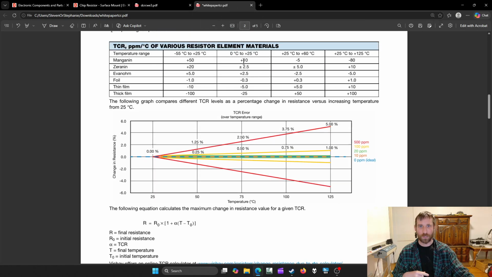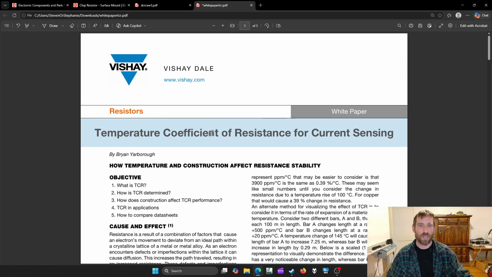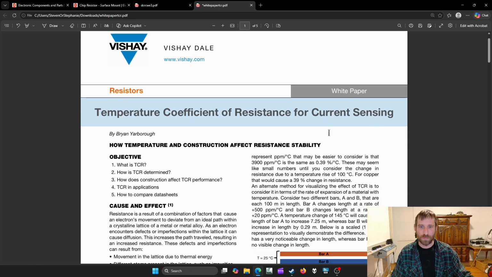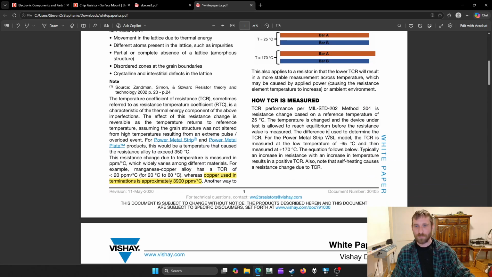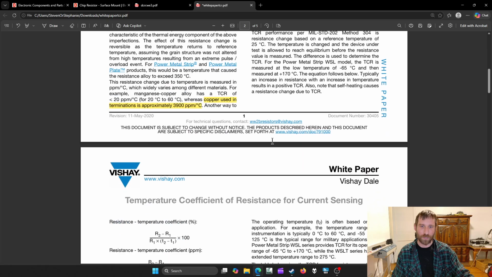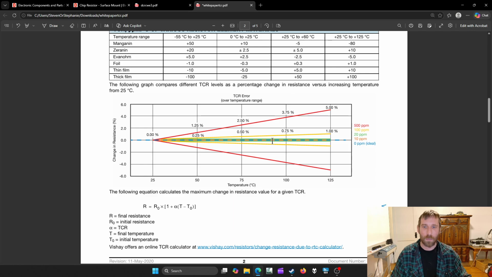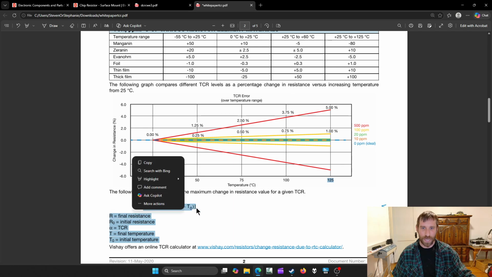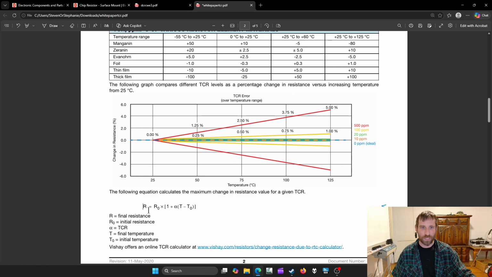So we're going to go into this white paper here, temperature coefficient of resistance for current sensing. For what we're doing, I don't care about the current sensing part. They just had nice graphs down below. I did note copper used in terminations is approximately 3,900 ppm. That's parts per million, by the way. So I'm like, wow, that's a lot more than 100 we saw for that resistor. The reason I wanted this paper right here is a couple reasons. One, we've got formulas right here to calculate your final resistance based off temperature. Second off, this graph already has 100 ppm, which is what we saw.